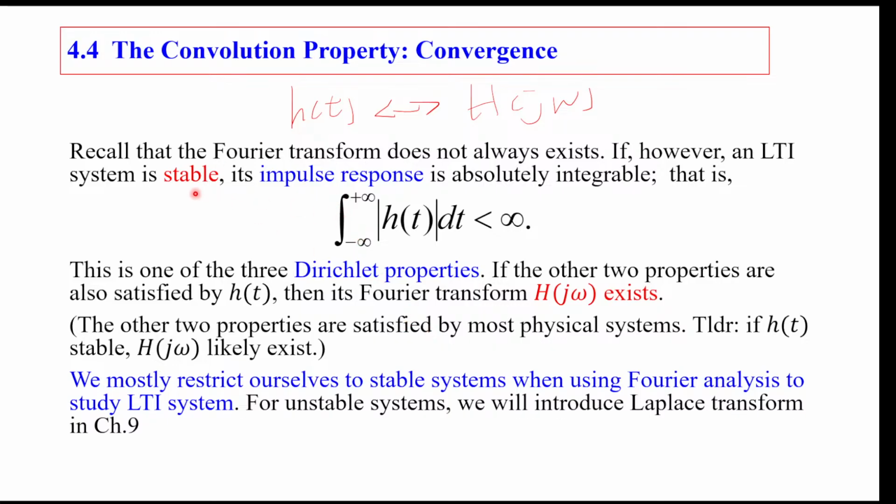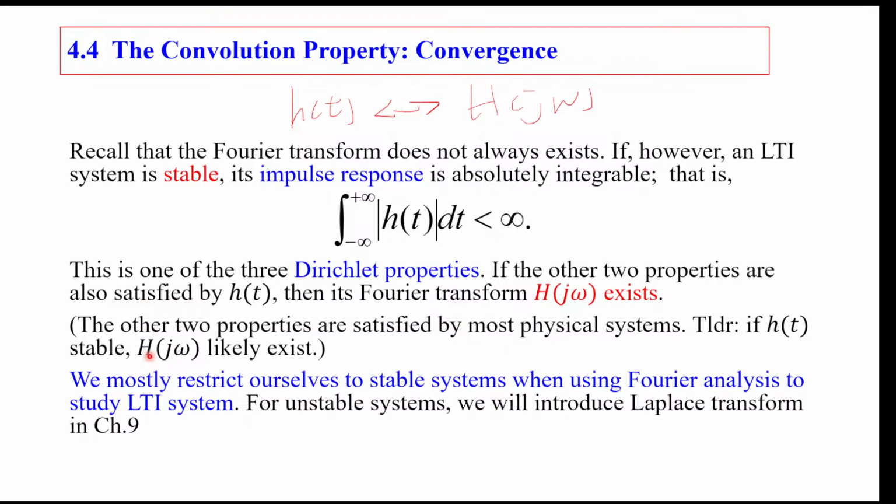So the outline is, if your system is stable, then from what we learned in chapter 2, we know that it's stable if and only if small h of t is absolutely integrable, and then if it's absolutely integrable, it satisfies the first Dirichlet condition. Obviously there are two other Dirichlet conditions that you need to satisfy, but if you satisfy them, then we know your small h of t satisfies all three Dirichlet conditions, and big H of j omega exists. Okay, and so now we kind of pretend that the other two properties don't exist.